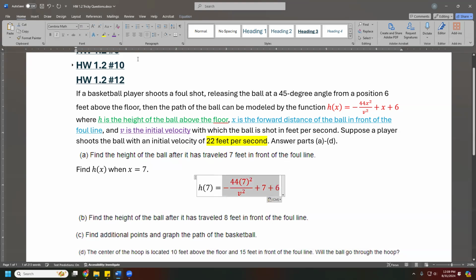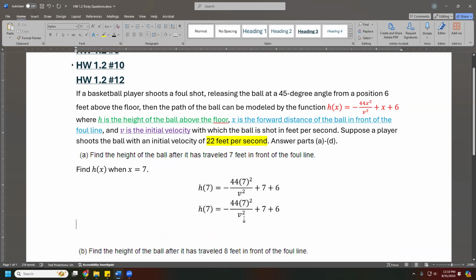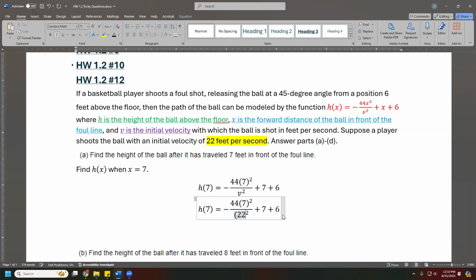Now, my problem is, I don't know what this number actually is. Why? Because I still have v squared on the bottom. What's v? Well, let's take it back to this. v is the initial velocity. And hey, wait a second. They told us that this is going to be 22 feet per second. So I actually do know what v is supposed to be. v is supposed to be 22. So I'm going to go ahead and swap this v out for 22.